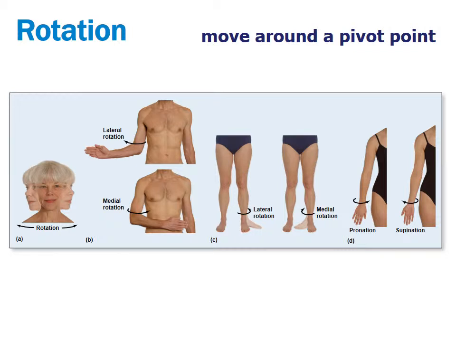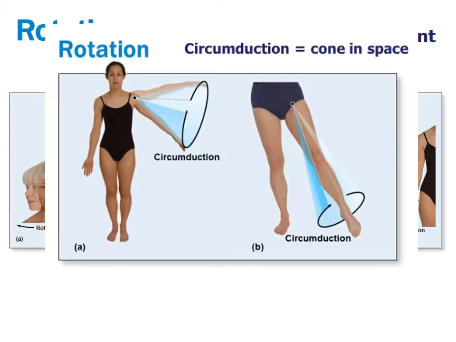Rotation. The bone moves around a pivot point, and here we see several examples. Circumduction is a special case of rotation where the bones move as a cone in space. This typically applies to the shoulder and hip joints.